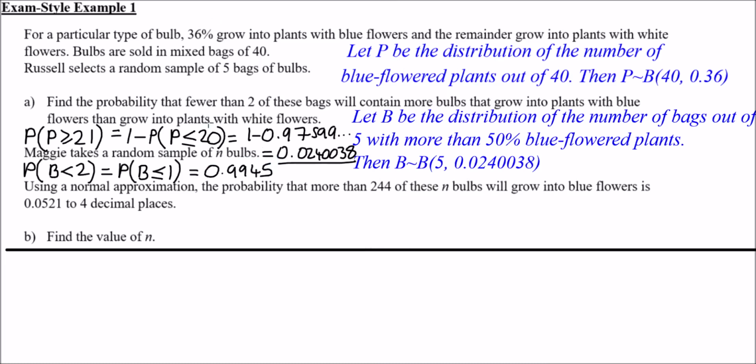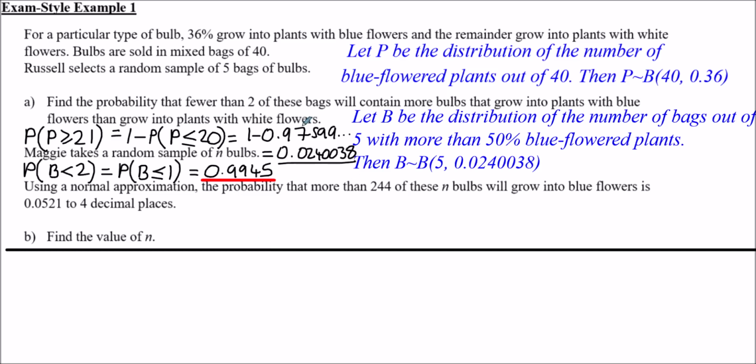And that's part A. Part B is introduced by saying, using a normal approximation, the probability of more than 244 of these N bulbs growing into blue flowers is 0.0521 to 4 decimal places. It's now asking us to find the value of N, which will satisfy that relation.